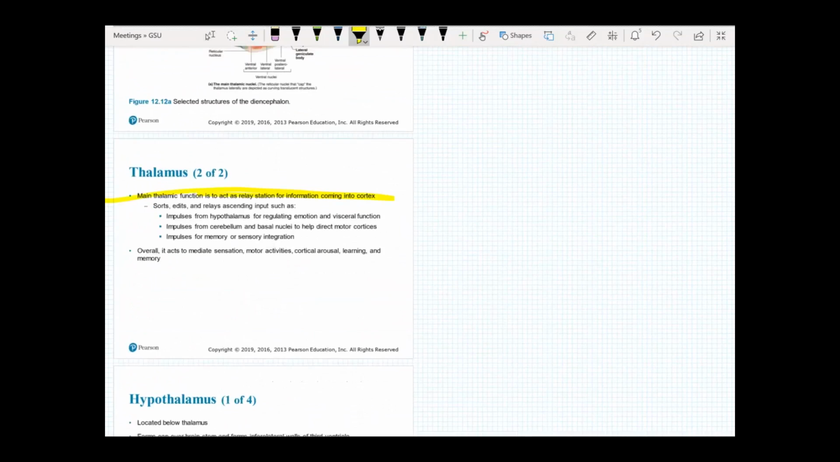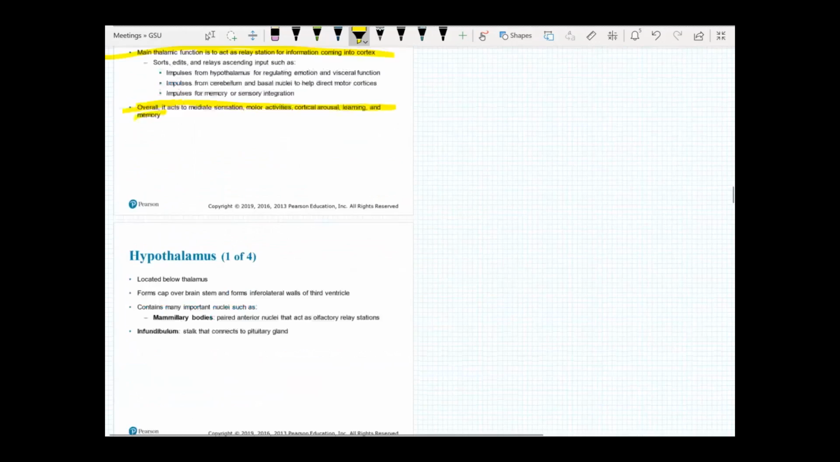It will edit inputs, figure out where they need to go, and overall keep everything working together smoothly. So your thalamus is really important because of its key role in sensation, being able to understand and get it all. It will have inputs from pretty much all incoming information. It's very cool.